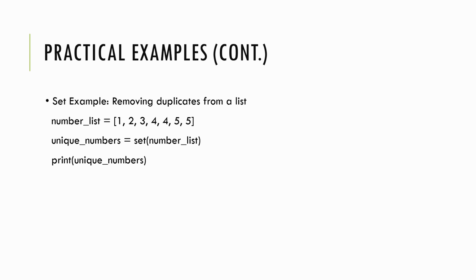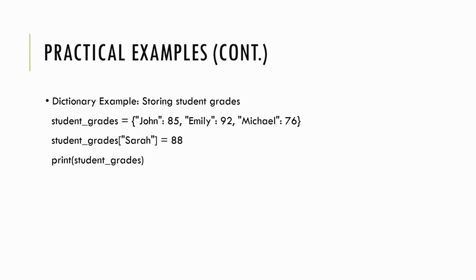For sets, you can use them to remove duplicates from a list. Here's an example. The set will automatically discard the duplicate values. And for dictionaries, let's say you are storing student grades. This allows you to easily manage and retrieve data associated with each student.